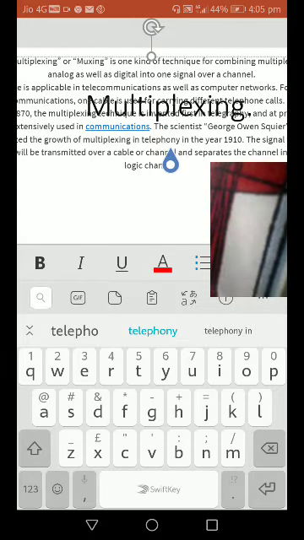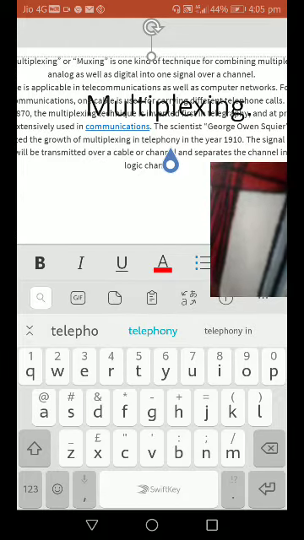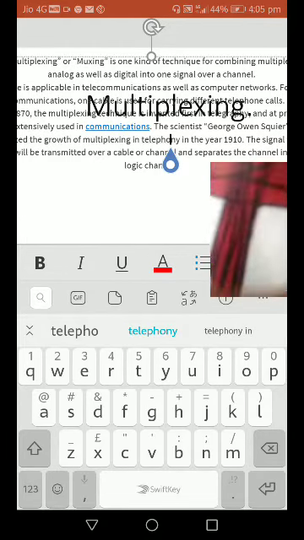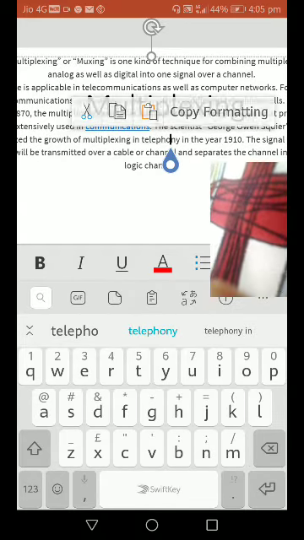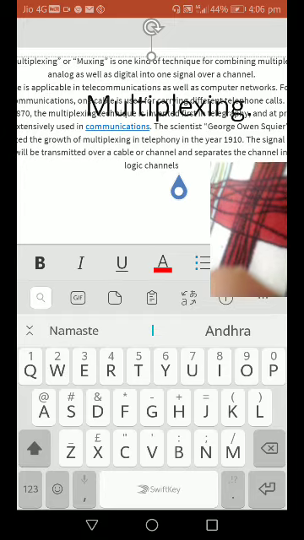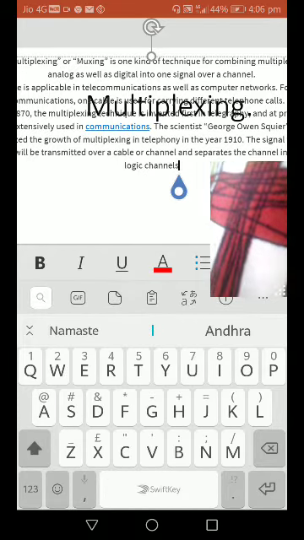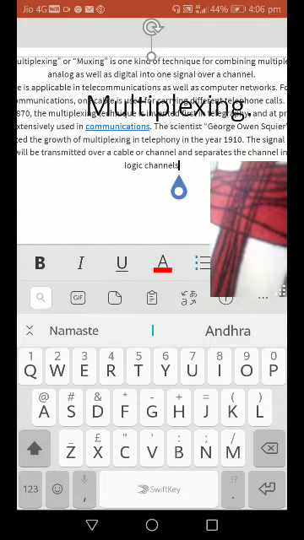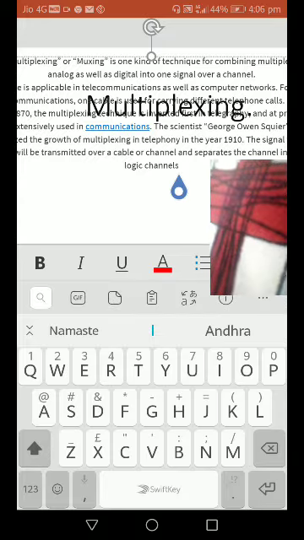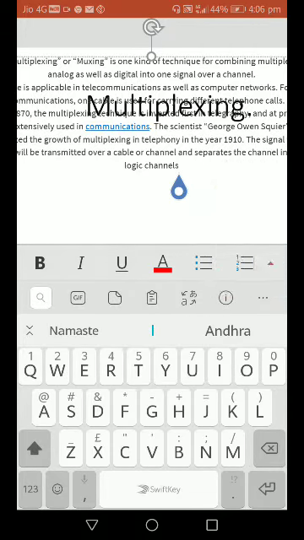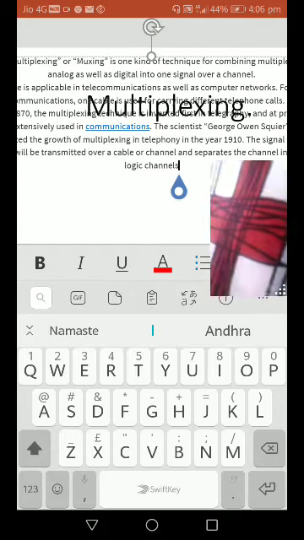There are two types of signals to multiplex: analog signals, which are basically continuous signals, and digital signals, which carry binary information. Binary is digital, in the form of 1s and 0s.